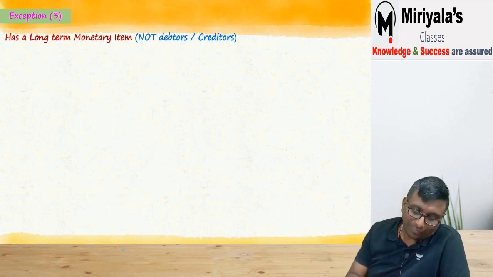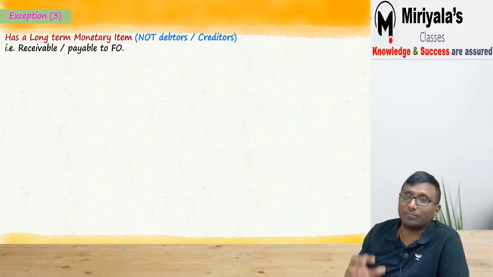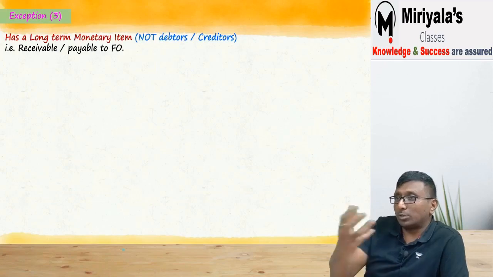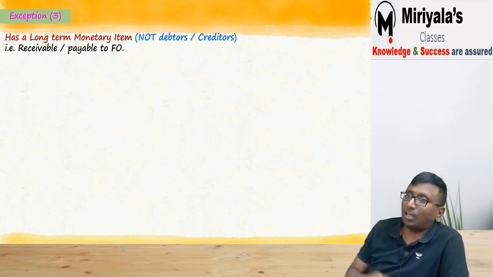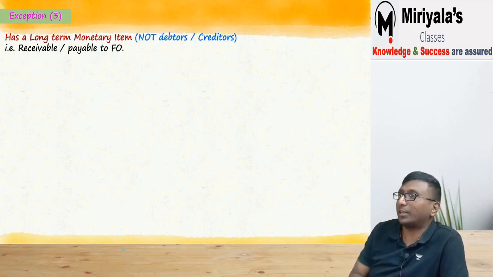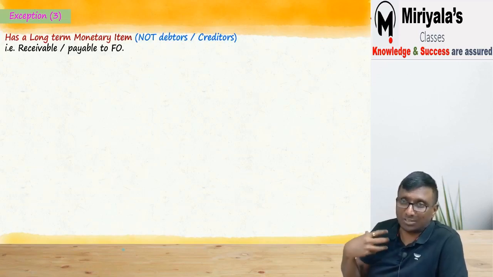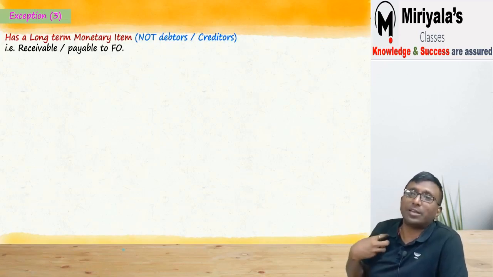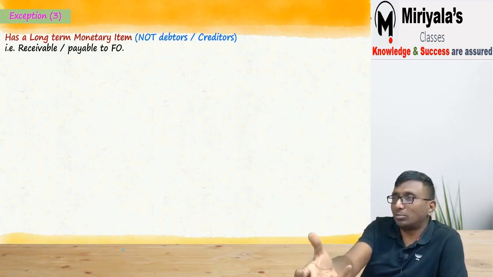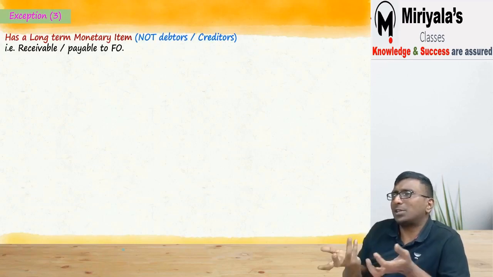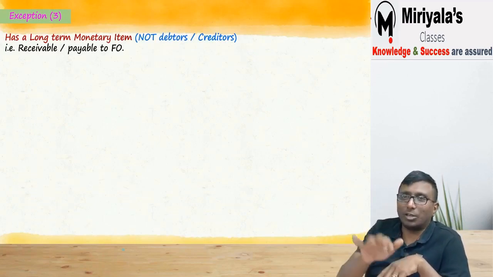Okay, fine. Have a long-term foreign currency monetary item, my dear. That is receivable or payable to a foreign operation. What is this? You gave some money to the foreign operation, or you received from the foreign operation. Loan given, loan taken. Very clear. Where you don't have the intention to get it back. Generally, I'm the Indian parent. I give some money to my foreign operation as a loan, where my intention is that I will never ask them, hey, give me my money back.